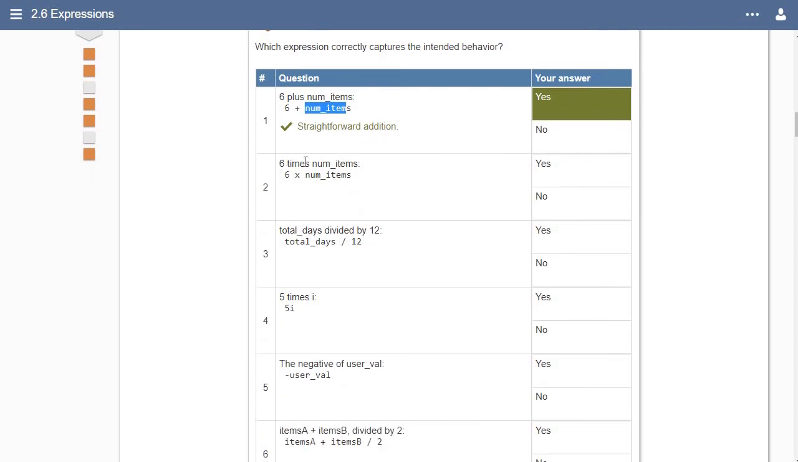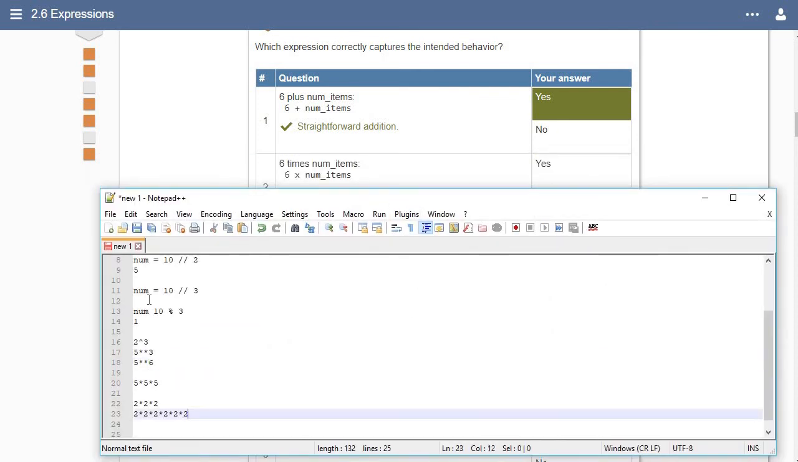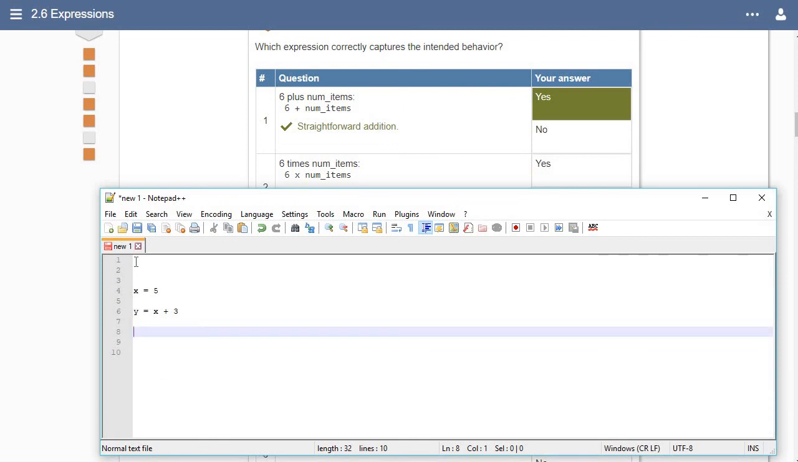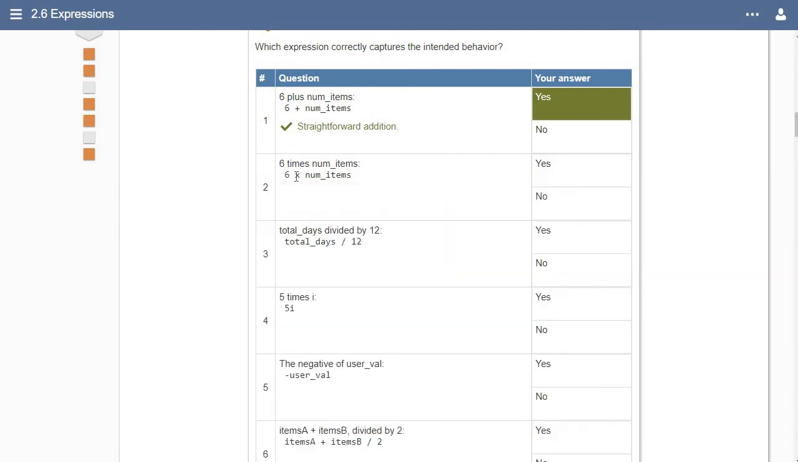6 times num items. Is this correct? It looks correct. That's how you would have written it in 8th grade. But in the programming world, remember, we don't use the letter X. We use the asterisk. So, this would actually be 6 asterisk num items. Because we don't use x for a times sign in computer programming. X is just a letter. So, is this correct? I'm going to say no. That's true. And it tells you the asterisk is not an x.